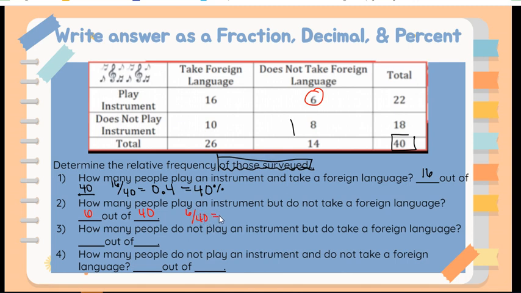Divide to get your decimal. 6 divided by 40 is 0.15. And turn that into a percentage. Move that decimal 2 places to the right, and it becomes 15%.